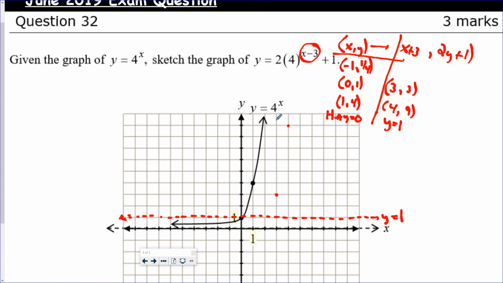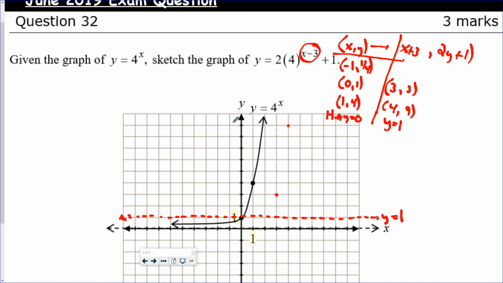And then I need to think, well, the general shape of this is going to be the same. I could transform this point to get another one. You know, I just don't think it's going to be worth it. I don't think we need it. We know it's going to cross the y-axis, and it's going to want to hug that asymptote.